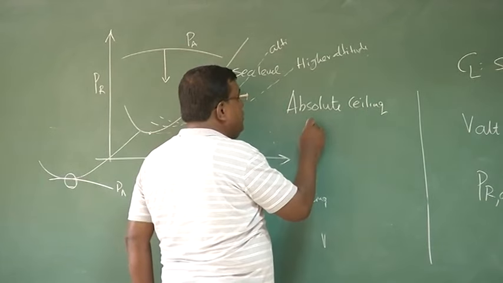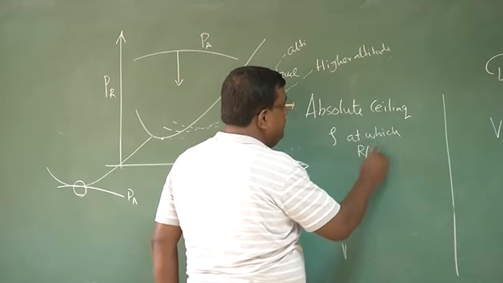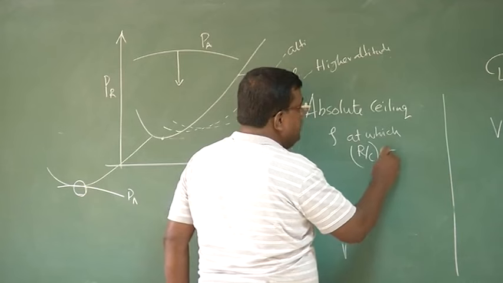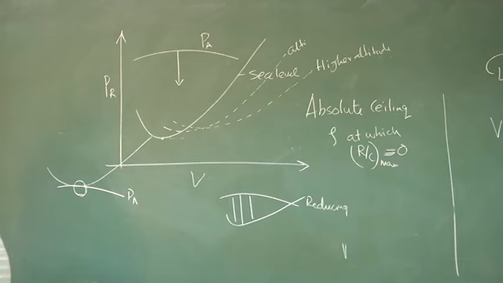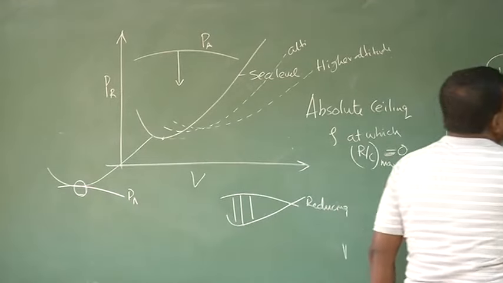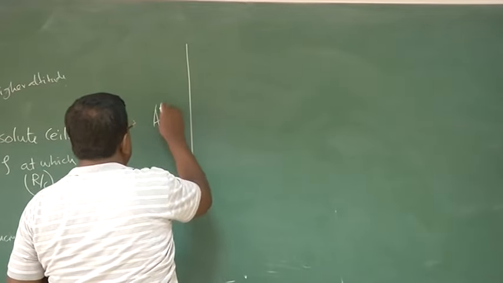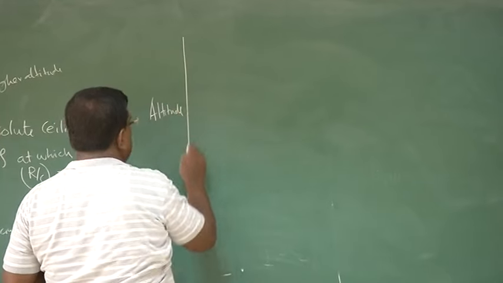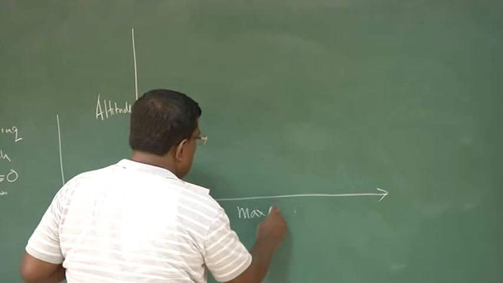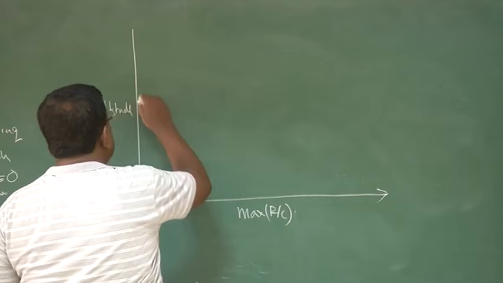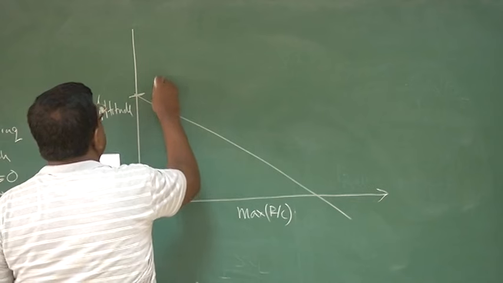That is, it is that altitude at which the rate of climb, maximum rate of climb, is zero. Okay. So how is it generated? If I draw a graph, this is altitude, the variation can be, and this is maximum rate of climb. Graph is something like this. Here, this altitude is called absolute ceiling.